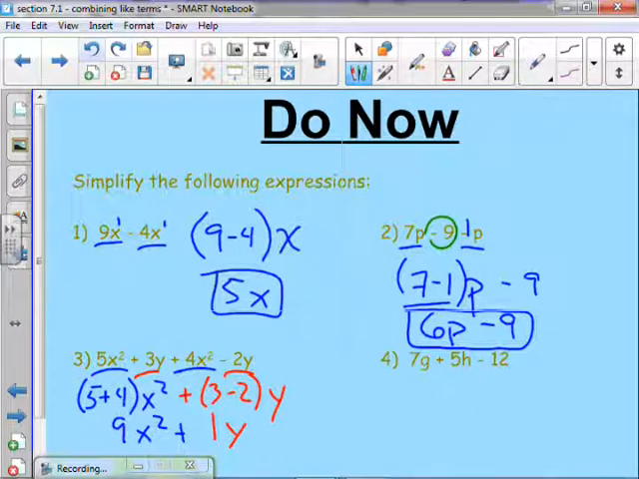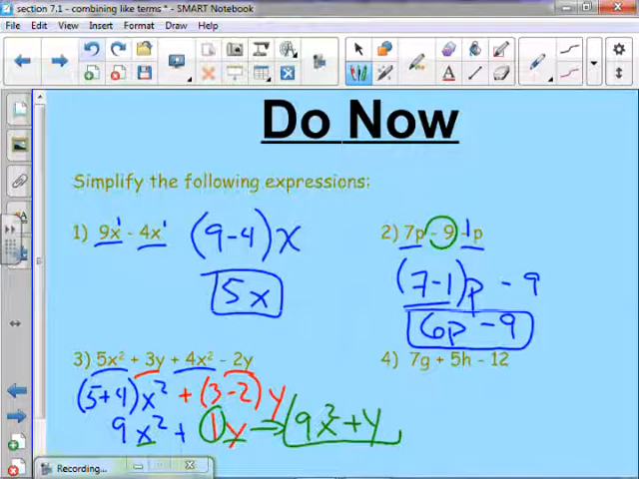Only one thing to do, and we can check to see if we can combine any more of these. We can't because they are different variables. I have an x and a y. But what I can do is, this 1 doesn't really do a lot for me because I know if I just write y, it'll be understood that there's a 1 there. So I'm going to rewrite this to say 9x squared plus y. And that is as simple as I can make that expression. Okay? And now I go on to the fourth one.